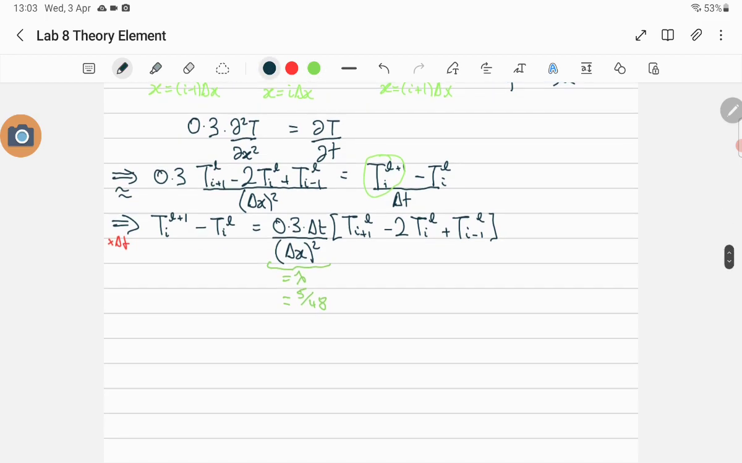So all we have to do now, our job is to solve for this, is to add the current temperature i to both sides. And this is the theory element that you'll also be asked to do in written assessment too.